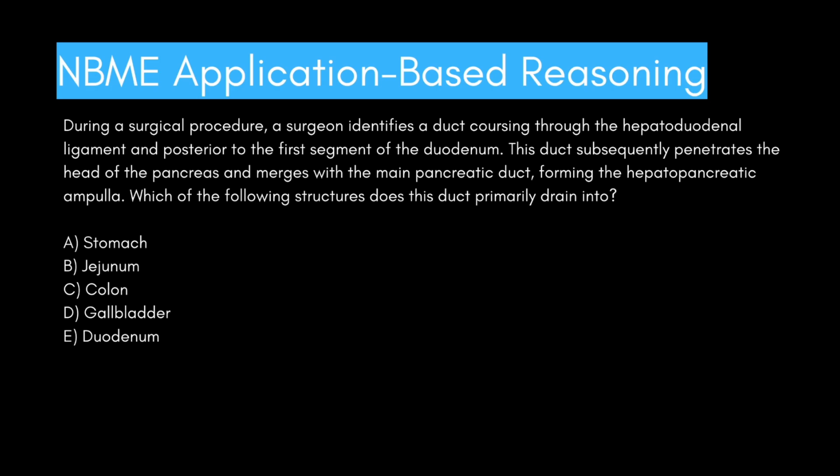During a surgical procedure, a surgeon identifies a duct coursing through the hepatoduodenal ligament and posterior to the first segment of the duodenum. This duct subsequently penetrates the head of the pancreas and merges with the main pancreatic duct, forming the hepatopancreatic ampulla. Which of the following structures does this duct primarily drain into?